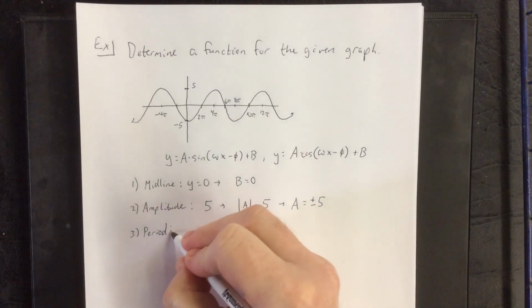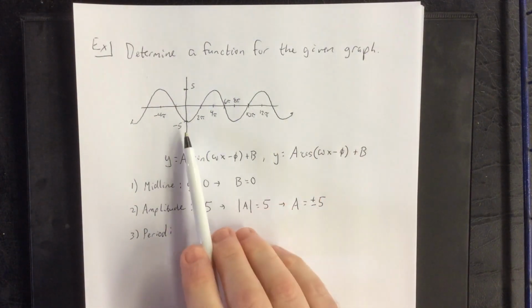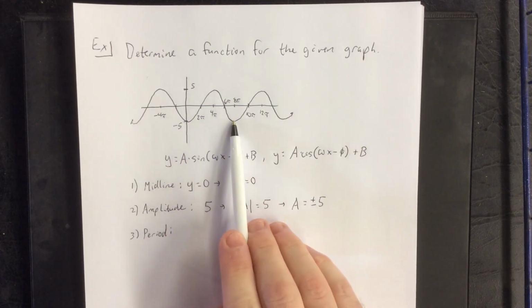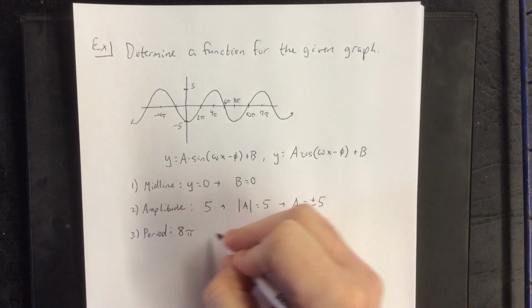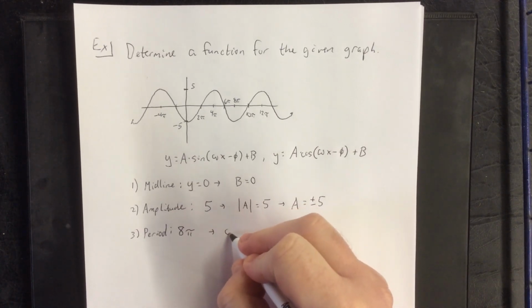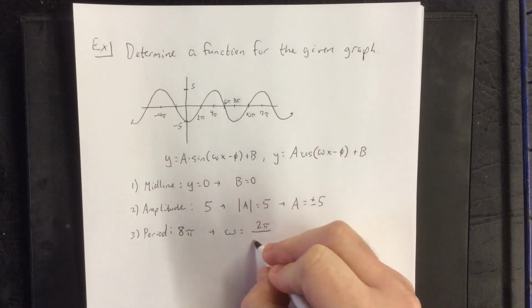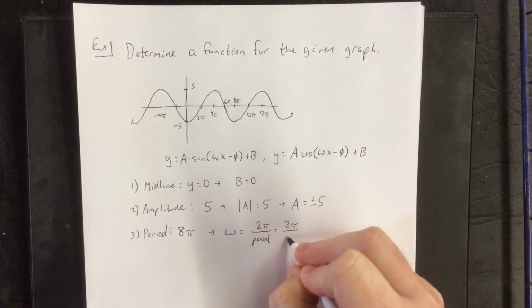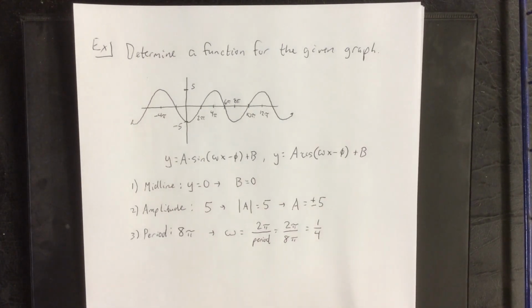And finally, the period is the horizontal distance between a maximum and a maximum, or a minimum and a minimum. I'm going to go from minimum to minimum in this case because those are both indicated very nicely. We're going from x equals 0 to x equals 8 pi. That means that the period is going to be 8 pi. That also means that I can evaluate the value of omega, which is going to be 2 pi divided by the period, which we just calculated to be 8 pi, letting me know that my value of omega is going to be 1/4.